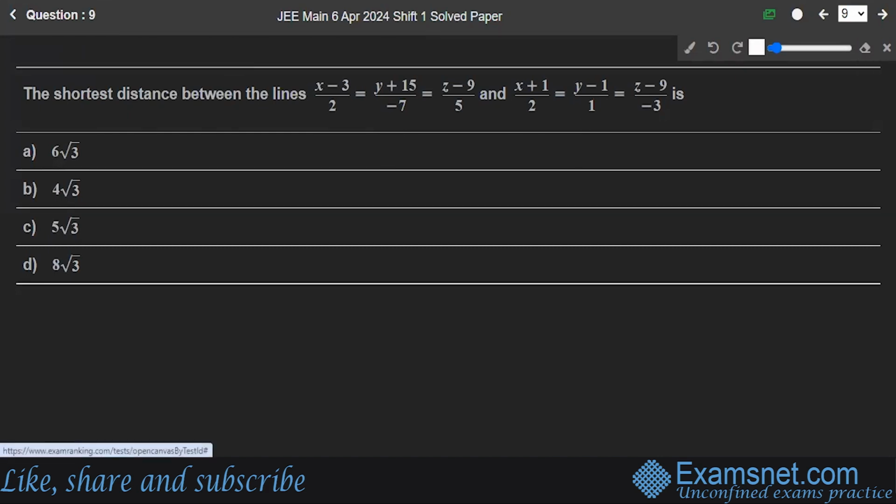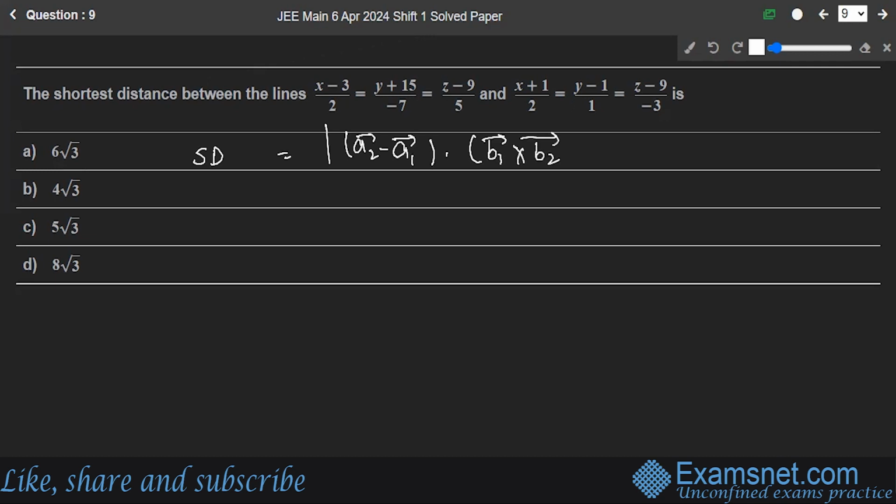See, when the equations of this type for two lines are given to you, first of all, I'll convert them into vector form. Direction ratios we'll be finding, or you will write them in the vector form, and then the shortest distance between them is given by the formula: A2 minus A1 dot product with the cross product of B1 cross B2, divided by the magnitude of B1 cross B2. Fine. So let's go here.